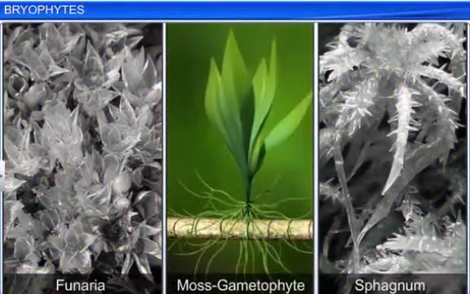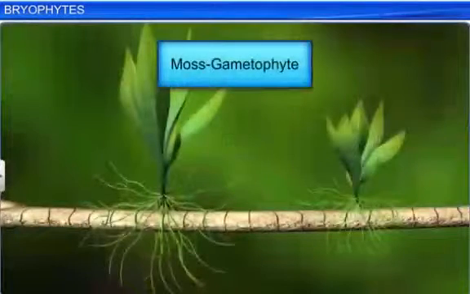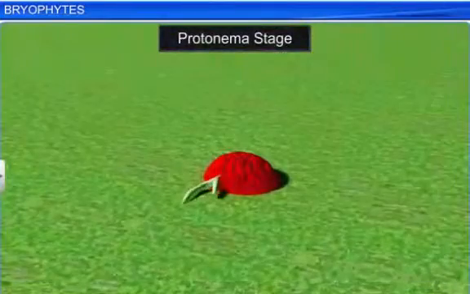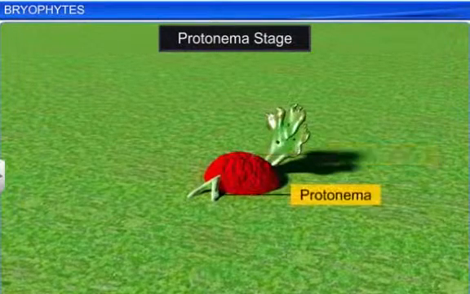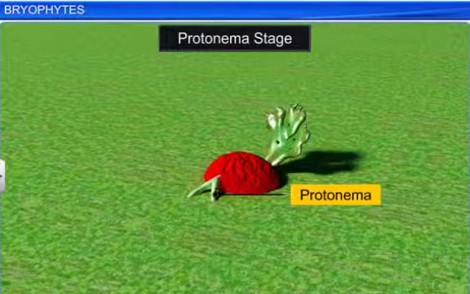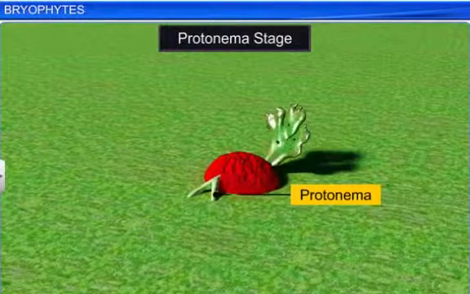A moss undergoes several stages in life, wherein the gametophyte stage is the most predominant one. The gametophyte stage has two substages, protonema and leafy stage. In the protonema stage, the spore develops into a protonema, a thread-like chain of cells. The protonema is creeping, green, branched, and filamentous.